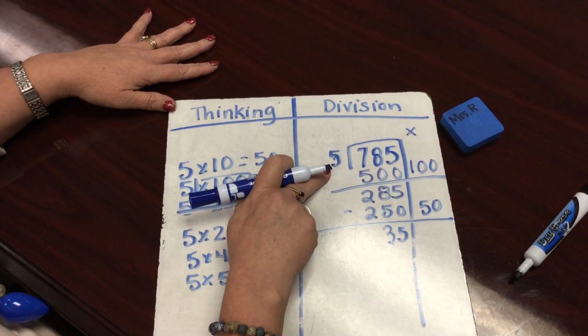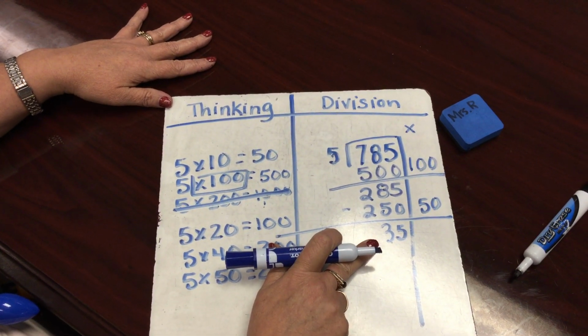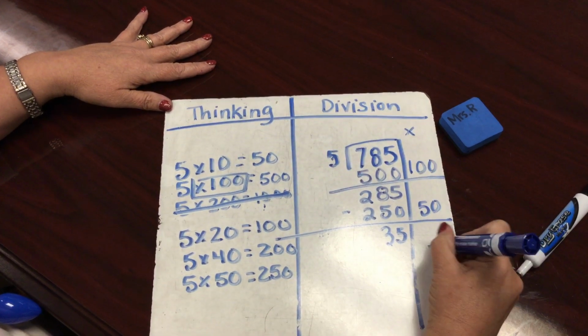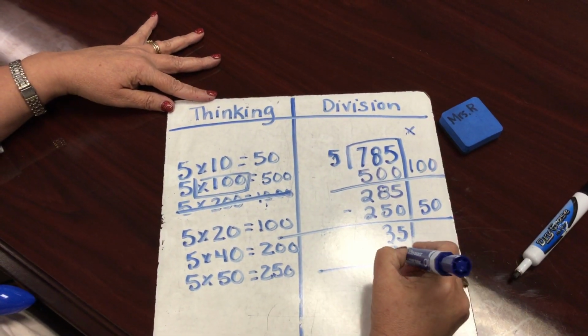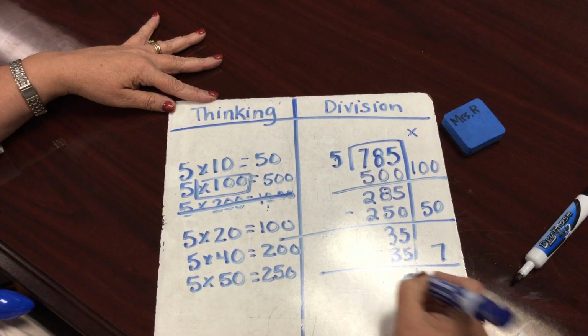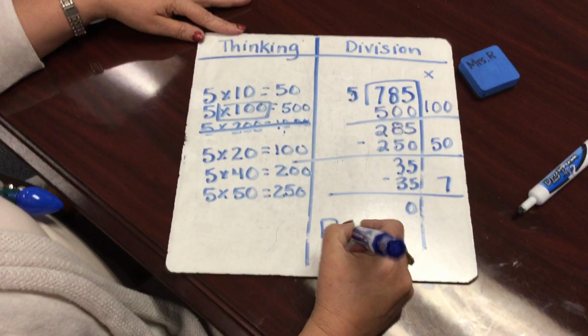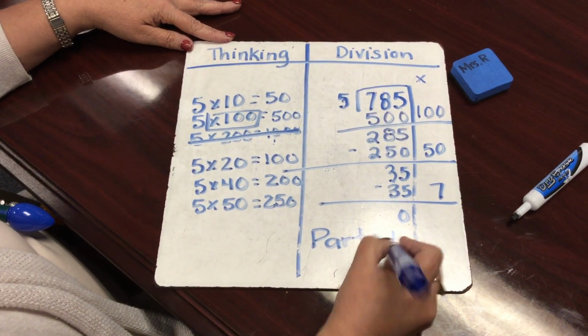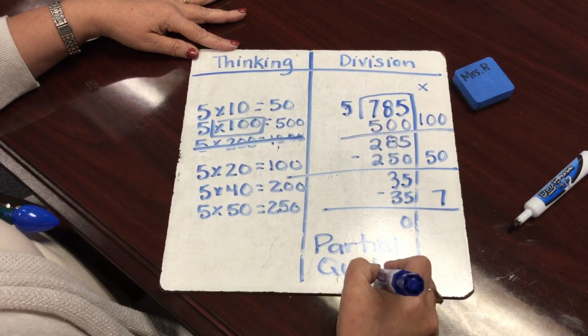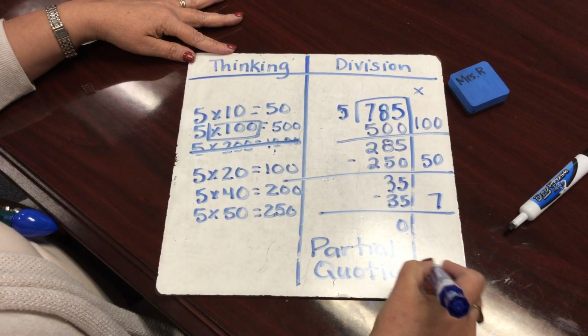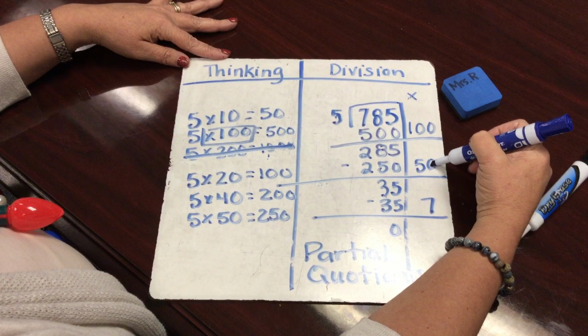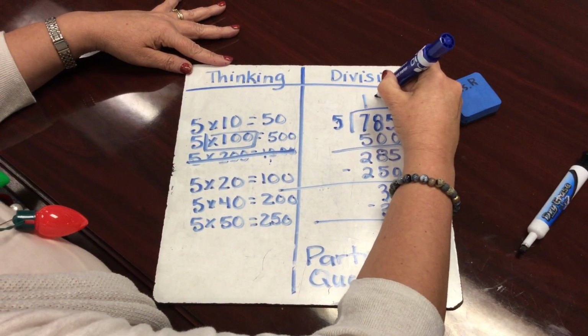So now they're going to ask themselves, 5 goes into 35 how many times? 5 times 7 is 35. And we have no leftovers. We call this partial quotients because they have all these partial answers. And then they add them together. 100 plus 50 plus 7 is 157.